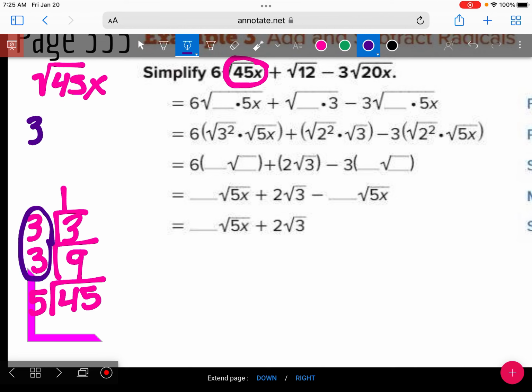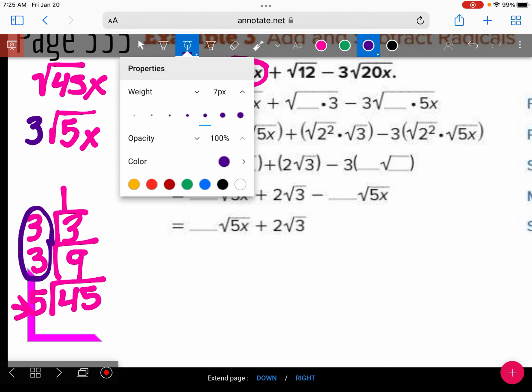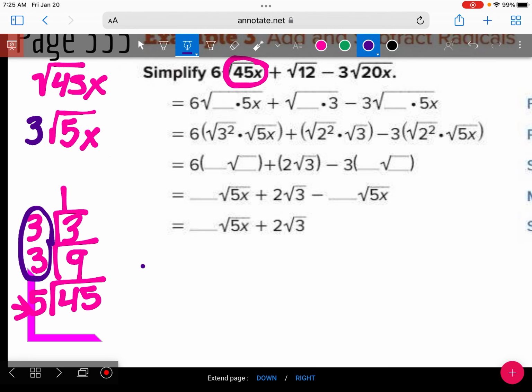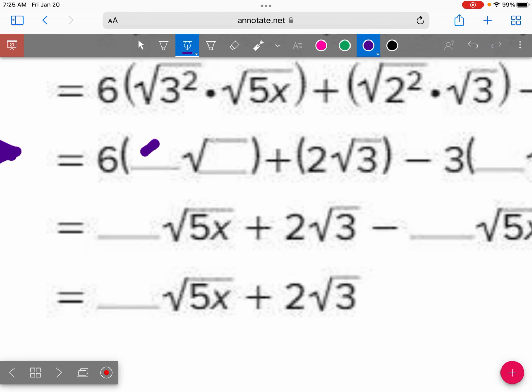That goes outside. Left inside the house, we have 5, because he does not have a buddy. And that x is still there. So square root of 45x, down this line is where we're going to put our simplifieds. 3 and 5x.